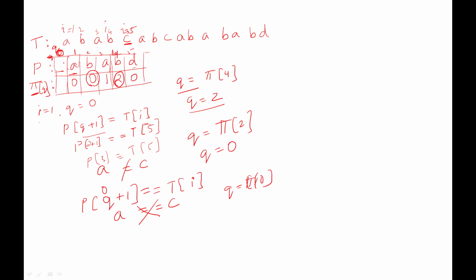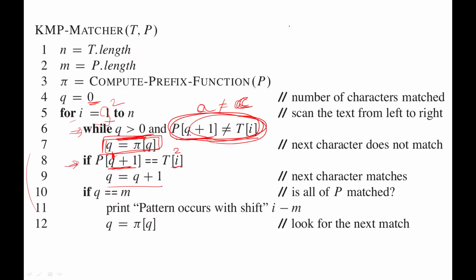No, because our table starts from 1. 0 is outside the bounds of the array. So no more shifting is possible. Once no more shifting is possible, you can see that this loop, there's nothing more to go inside.